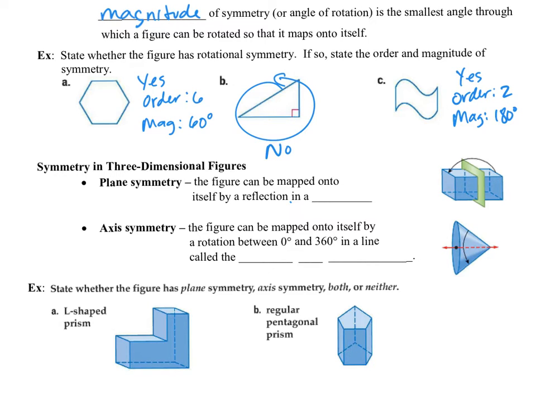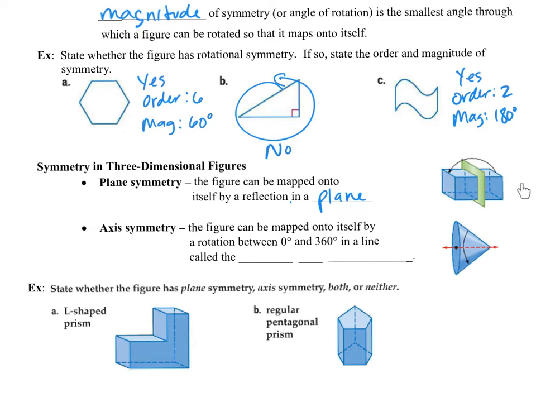Okay? Now let's talk about symmetry of 3-dimensional figures. There are 2 types: plane symmetry and axis symmetry. Plane symmetry means that the figure can be mapped onto itself by a reflection in a plane. When we're in 2 dimensions, we reflect an image in a line, but in 3 dimensions, we reflect an image in a plane. So if you look at this prism here, this has plane symmetry because this green plane slices this 3-dimensional figure into 2 pieces that match each other. We could map this onto this.